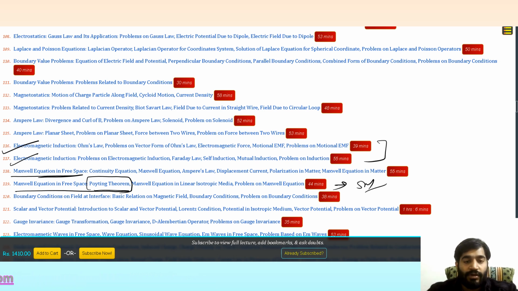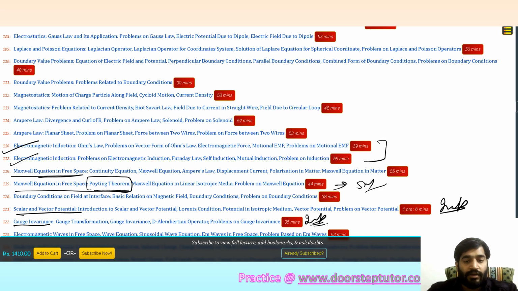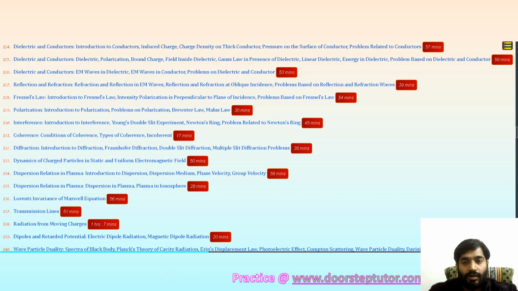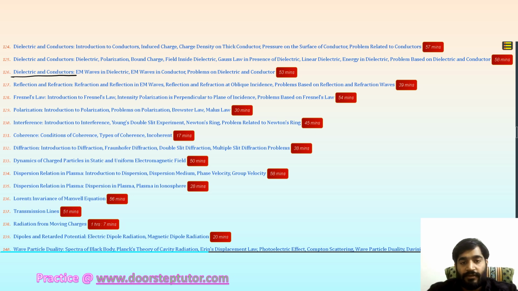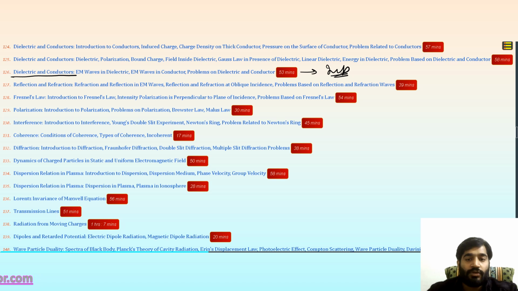Okay, then we come to scalar and vector potential. This is important: scalar and vector potential and gauge invariance. These two things are important. Now problems related to dielectrics and conductors are the most important. They ask most of the problems related to dielectrics and conductors. Also from Fresnel's law. Fresnel's law is also important.